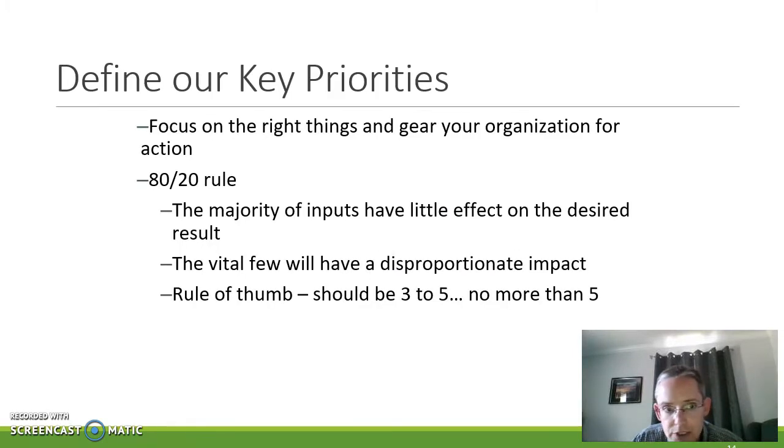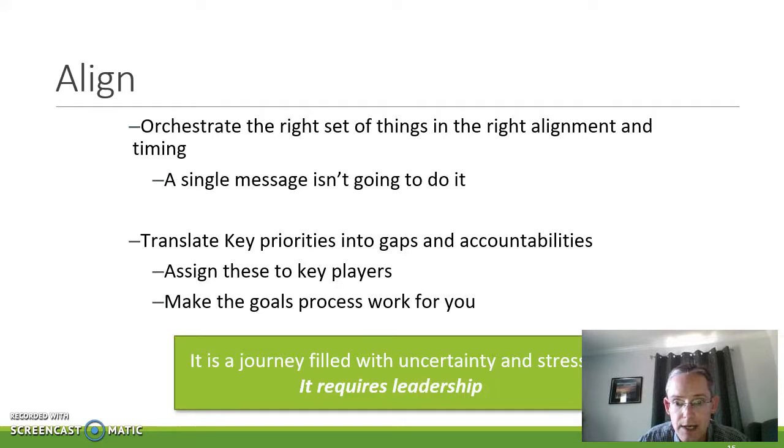And remember, in strategic learning, what we're going to do is focus on those priorities, not on everything. There's no time to do everything that you want to be able to do from a planning perspective. You rely on the functions and the people that are executing on a day-to-day basis to get those things right and to make sure they execute on those. We need to focus on the right things and gear the organization for action. Remember the 80-20 rule. The majority of the inputs have little effect on the desired output. So a good rule of thumb for key priorities is to keep it to 3 to 5, no more than 5 that you're going to be focusing on.